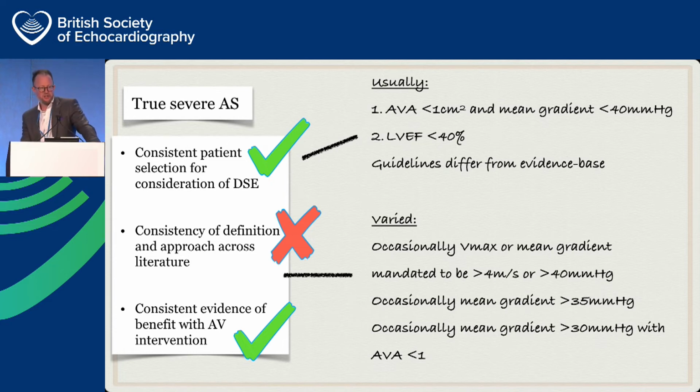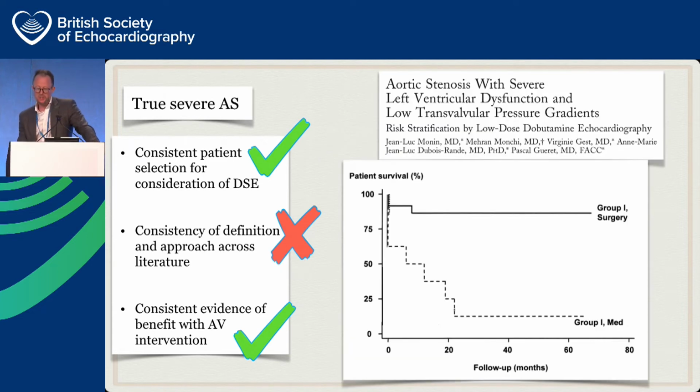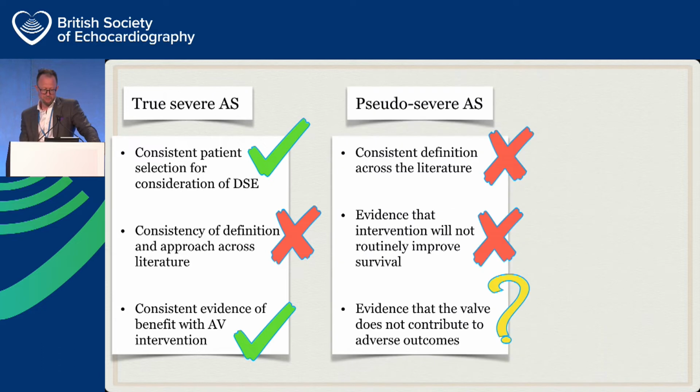You'd also hope that if we are identifying people with severe AS, that actually we know that they get better if we then treat them. In actual fact, we do tend to do quite well in that regard. So this is one of the earlier studies and shows if you've got people with true severe AS and operating them, they don't die, whereas if you don't operate them, they do die. Brilliant. So we know that operating helps these patients. Okay, now let's think about the other scenario.